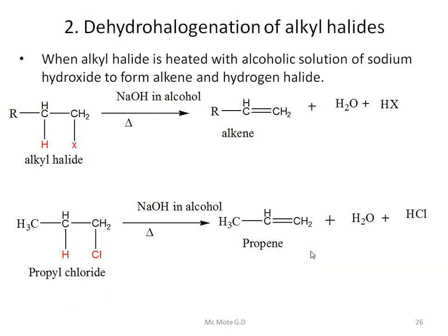Then second, dehydrohalogenation of alkyl halides. So I have taken alkyl halides treated with NaOH in alcohol. H and X will be removed to form alkene, and water and HX is the byproduct. Water means if we are treating with NaOH in alcohol to form water. So propyl chloride we have taken, and then we have treated with NaOH in alcohol to form propene and HCl.